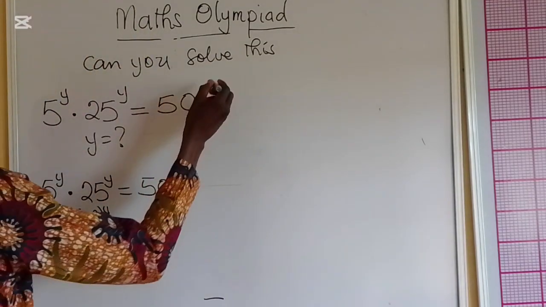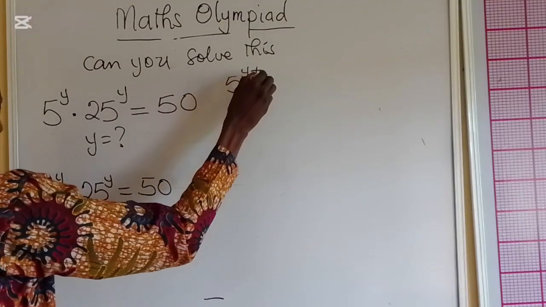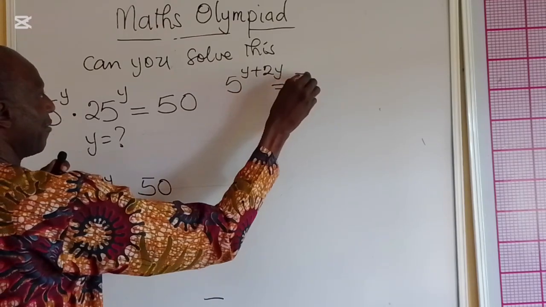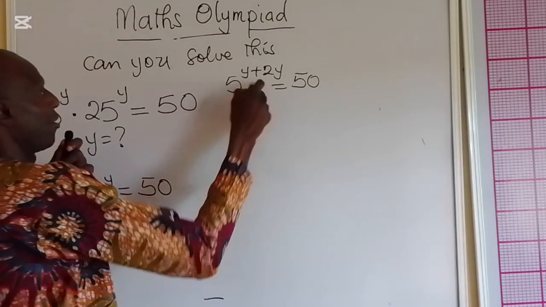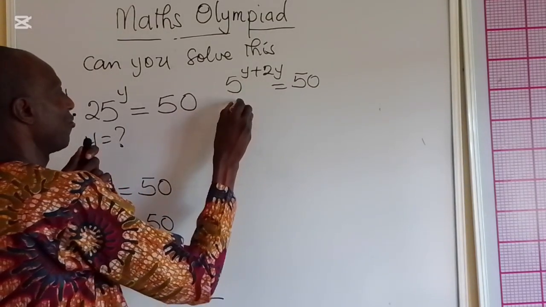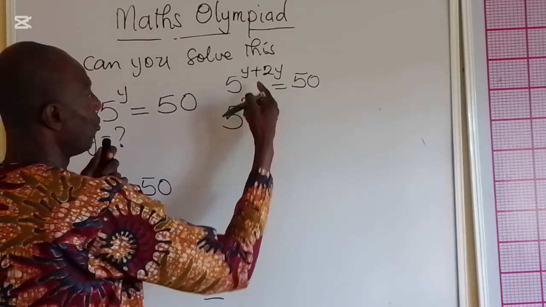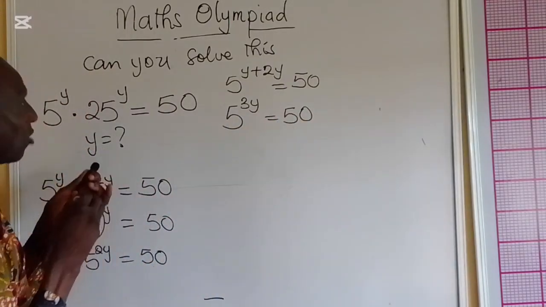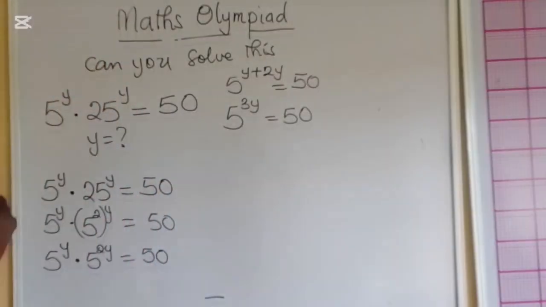So therefore, you have 5 raised to power y plus 2y is equal to 50. What is now y plus 2y? Is 5 raised to power 3y, because 1y plus 2y is equal to 3y, is equal to 50. Okay, what we have to do here is to take the log of both sides.